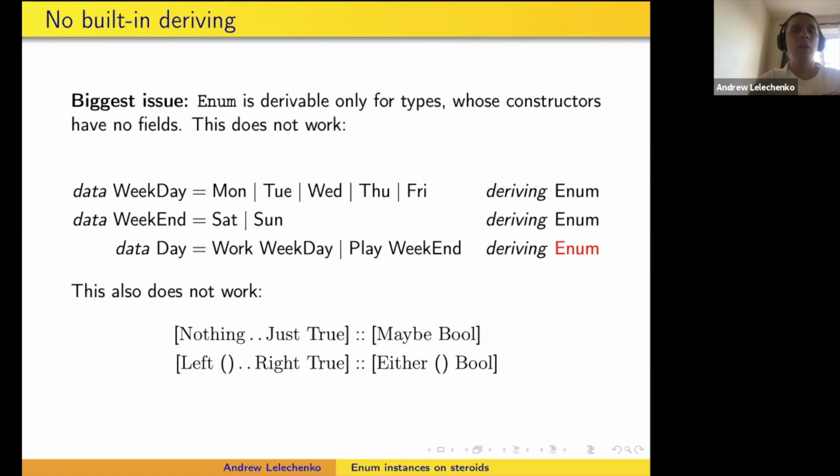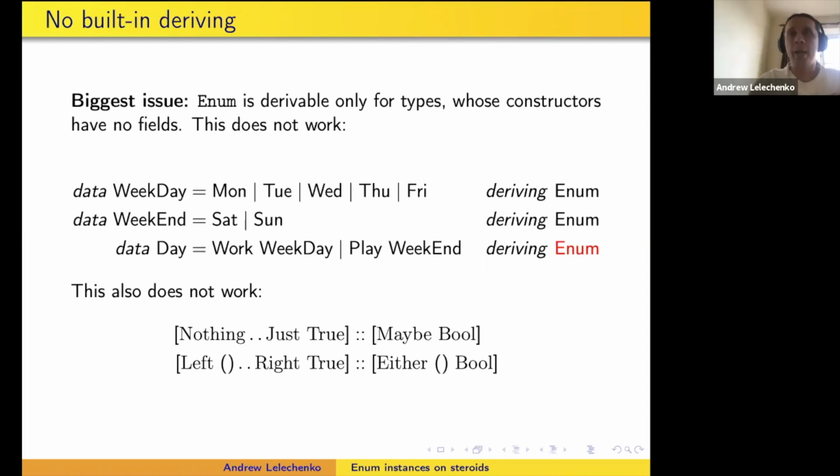And also there are no enum instances for built-in types, which are more complex than just simple enumerations. So for example, it sounds reasonable to have enums for maybe or for either. Like, okay, I want to generate a range from nothing to just true, which contains three values: nothing, just false, and just true. Yeah, but since there is no enum instance, GHC will just refuse to generate a list.